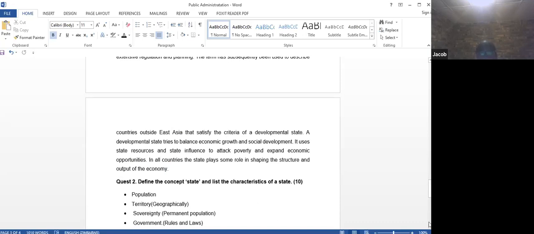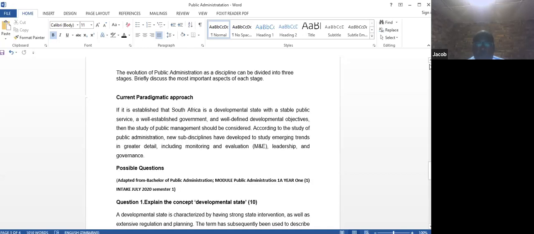But because this word developmental state was just picked up in part of our introduction, I thought it would be appropriate if we also explain what a developmental state is, so that even if we're going to do it in the next module, you have an appreciation of what a developmental state is.